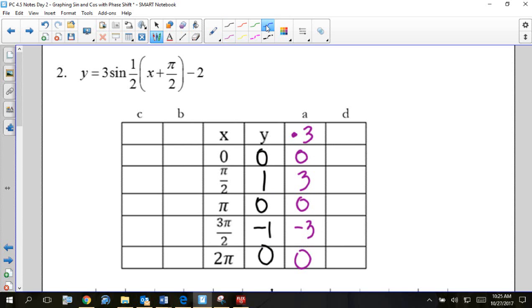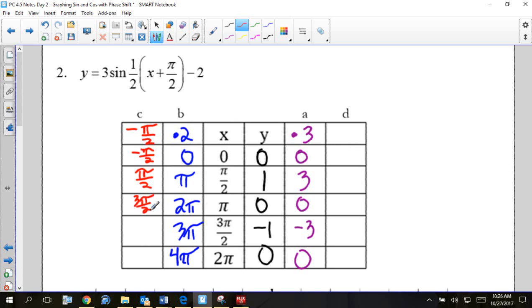Then we have a horizontal stretch by a factor of 2, so multiply all my x's by 2. The plus pi over 2 on the inside is horizontal. It's opposite, so we subtract pi over 2. So I'll have negative pi over 2. And then if I take pi and subtract pi over 2, I have pi over 2. If I'm at 2 pi and I subtract pi over 2, I'm at 3 pi over 2.